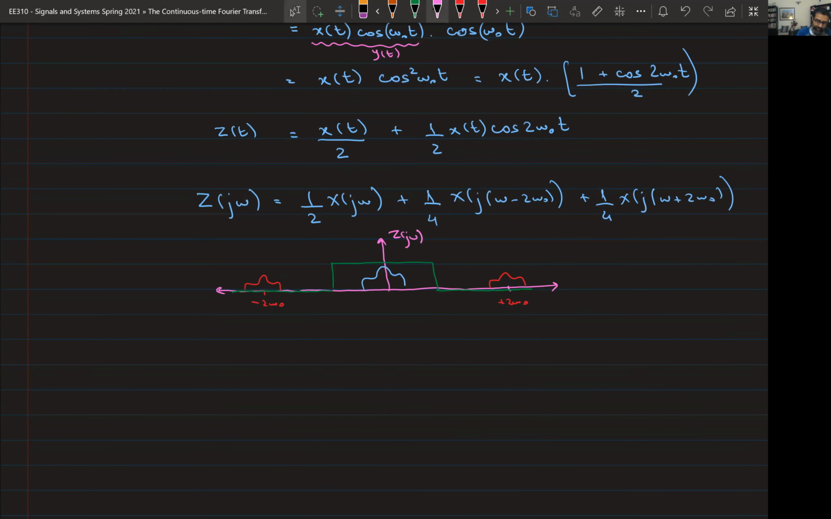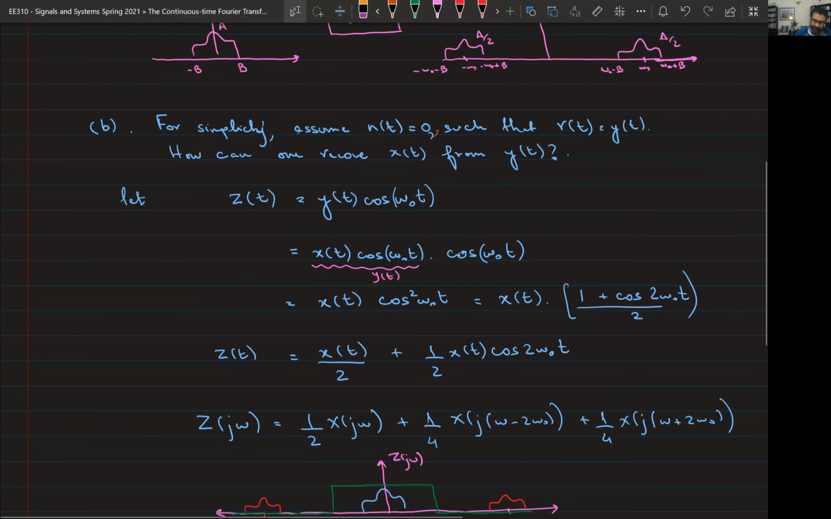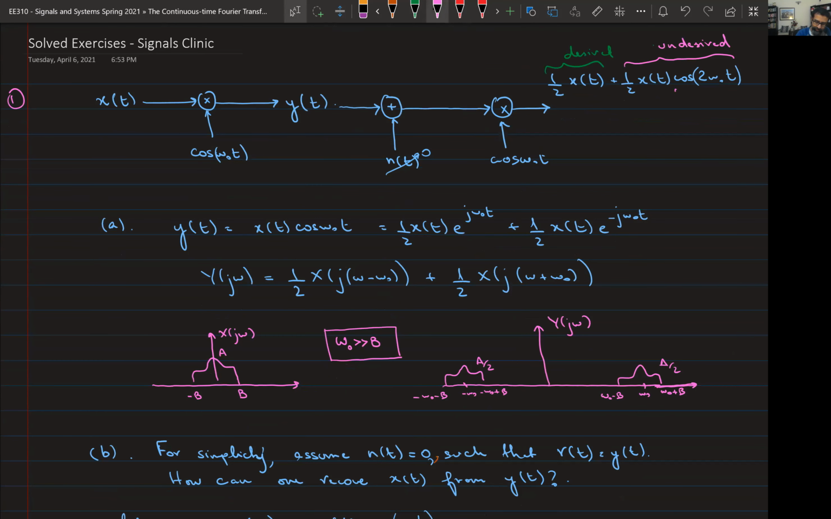So if I go back and I say, let me feed this into a low pass filter. If I do that, an ideal low pass filter, I should be able to get half of x of t out, right? And this is the demodulation procedure, right? Or the receiver, this is how the receiver is going to work, right? So this side here is going to be the transmitter.